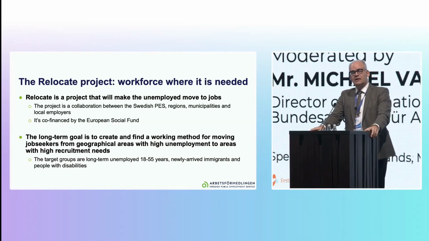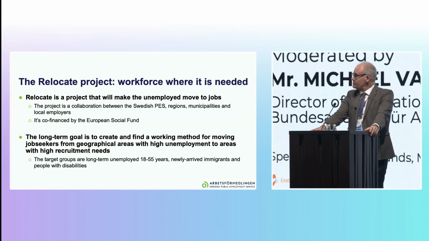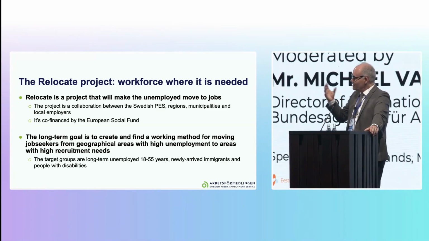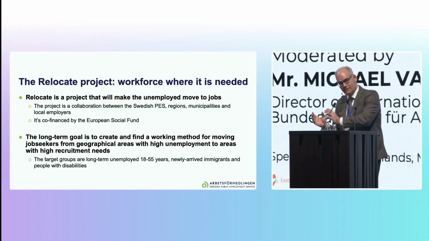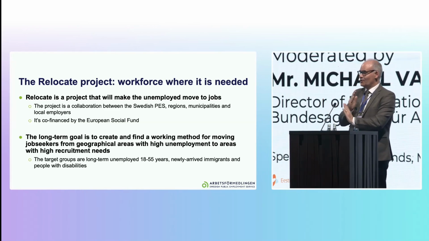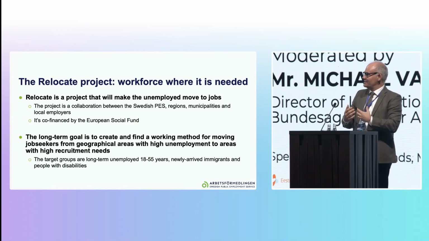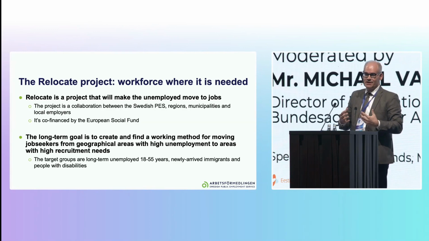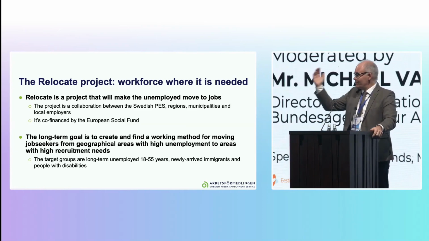And the target groups are those that are long-term unemployed, 18 to 50 years old, newly arrived immigrants, and also people with disabilities. And I should also mention here that this is also something new, because previously in Sweden we've had a trend that people move from the northern parts of Sweden to the southern parts of Sweden to finding new jobs. So this is the opposite direction. And as you all know, it takes a lot of time actually, and also a lot of efforts maybe, because it could be an entire family that has to move in order to find this new job in the northern part of Sweden. So there has to be a lot of other support mechanism in place in order to be successful.